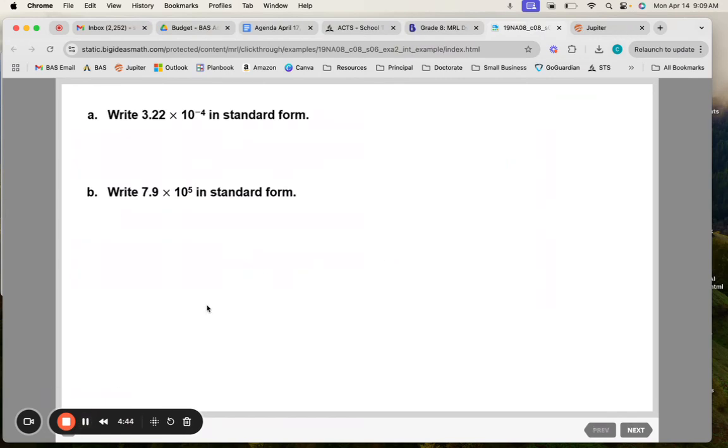All right. So now we're going to take the scientific notation form and switch it back to standard form, which is what numbers are normally in. So if I have 3.22 times 10 to the -4, how am I switching it back into standard form? Which way am I going to move the decimal? To the left.